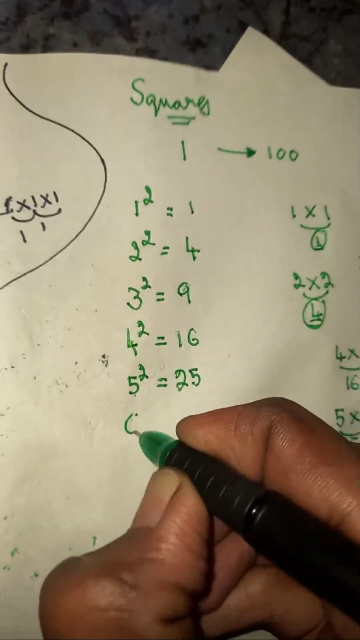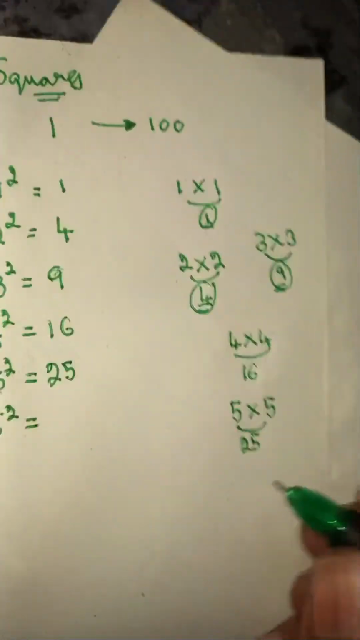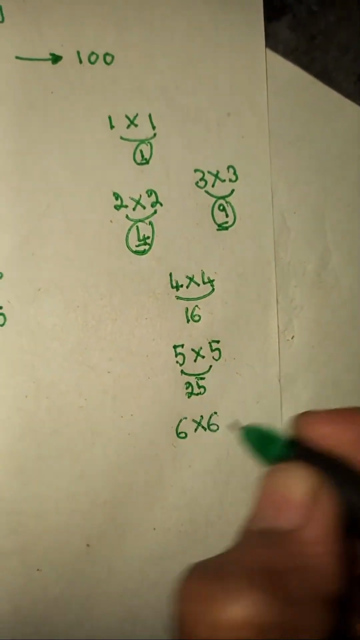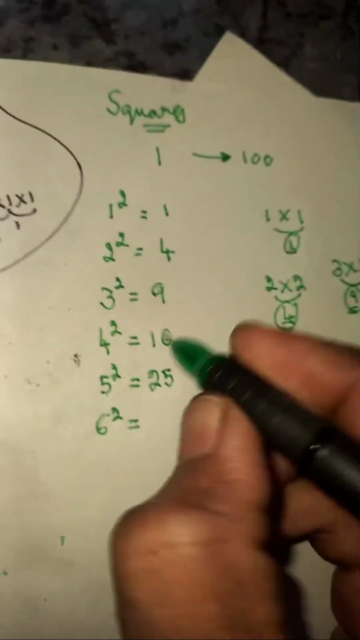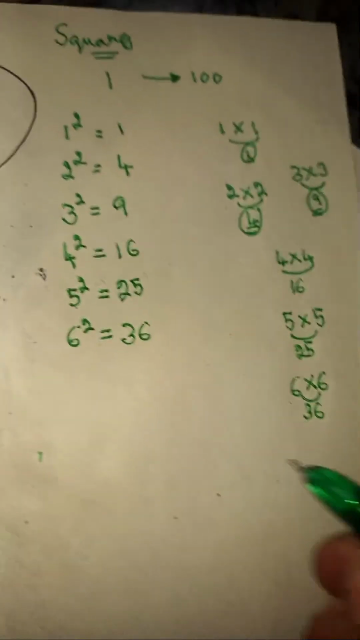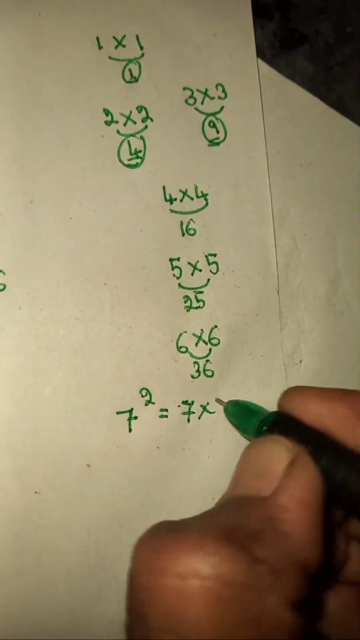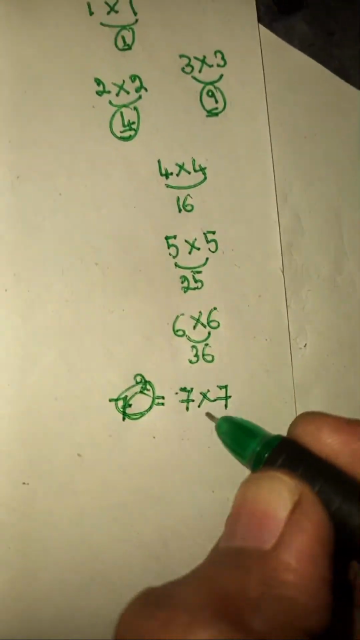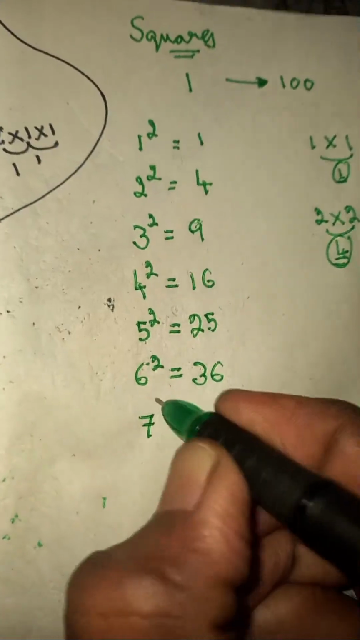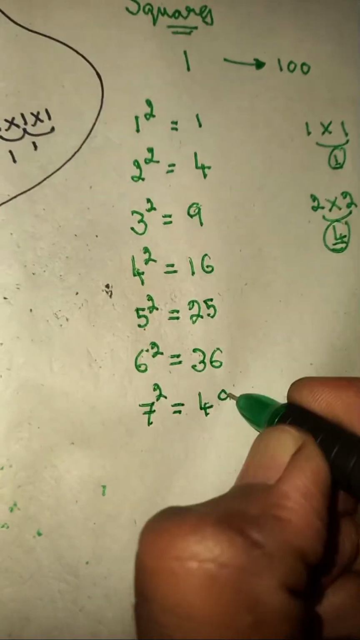Now I find out 6 square. 6 square means 6 times 6, which is 36. And let's do this one, the 7 square. Here you're going to get 7 square as 7 times 7. 7 times 7 is 49. So 7 square is equal to 49.